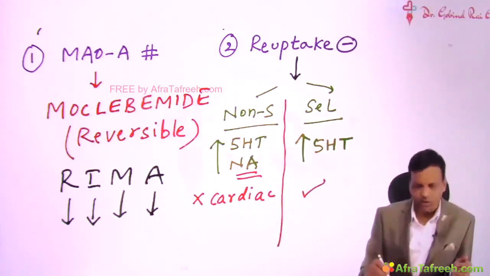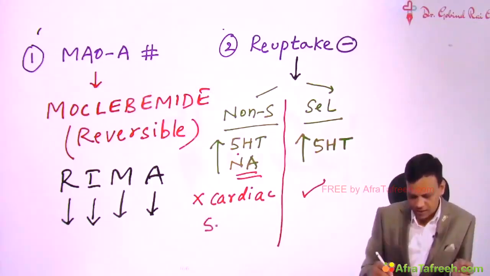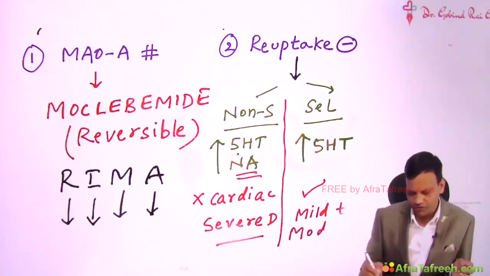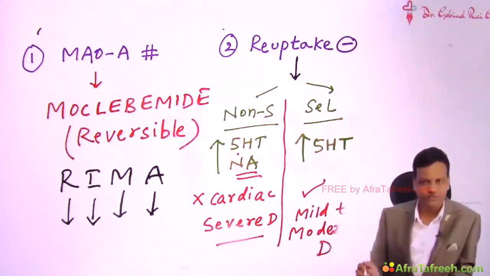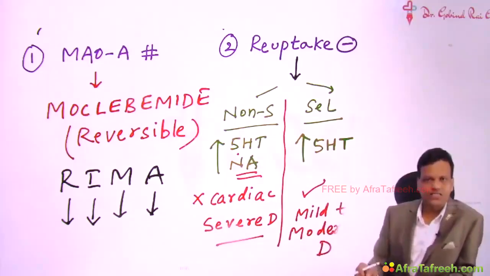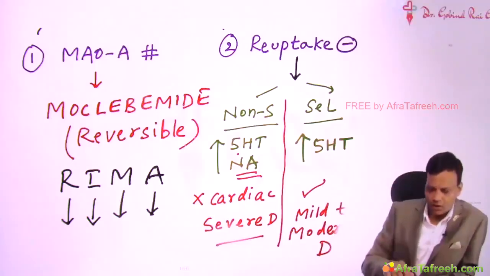On the other hand, a non-selective drug increases serotonin as well as noradrenaline. So it is likely to be more effective than a selective drug. So a non-selective drug is indicated in severe depression, whereas a selective drug is indicated in mild to moderate depression. It is not used for severe depression. It is indicated for mild to moderate depression. So with this basic framework, now we can discuss the drugs separately, starting from non-selective reuptake inhibitors.